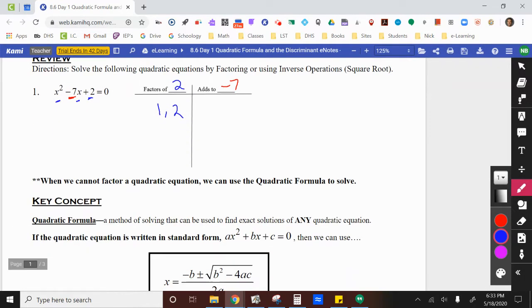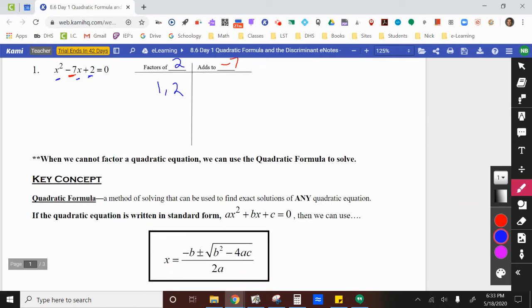So the quadratic formula is a method of solving that can be used to find the exact solutions of any quadratic equation. Anytime we have an x squared in our problem, I can always use this quadratic formula. Sometimes it is a little quicker to do factoring or inverse operations, but sometimes I don't have that option, like in example 1 here.